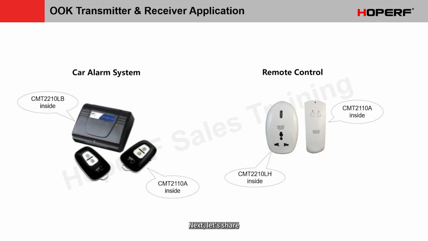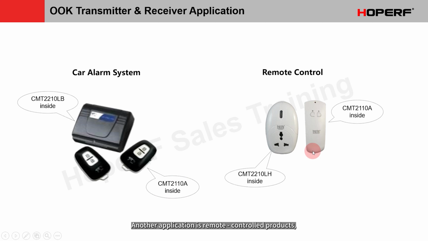Next, let's share the application scenarios of OOK single transmitter and single receiver chips. We'll focus on 2 applications. 1. Car anti-theft device, uni-directional. The vehicle-mounted host houses a single receiver chip, such as CMT2210LB, suitable for 3V low-voltage applications. CMT2210LH is for 5V scenarios. In contrast, the handheld remote uses CMT2110A.